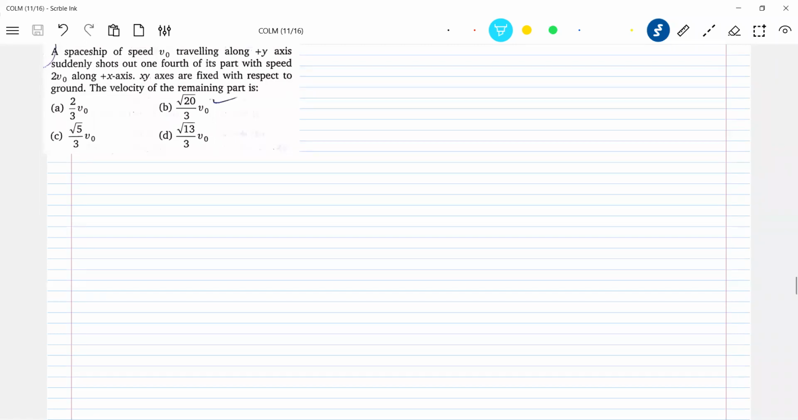A spaceship traveling along suddenly shoots out 1/4 of its mass. So let's take the mass of the system as 4m. It is moving with a speed 2v0 along the positive x-axis. 1/4 of its mass is ejected, so how much remains? 3m. The ejected mass goes along the positive y-axis, so the spaceship should go upward. Okay, that one here.